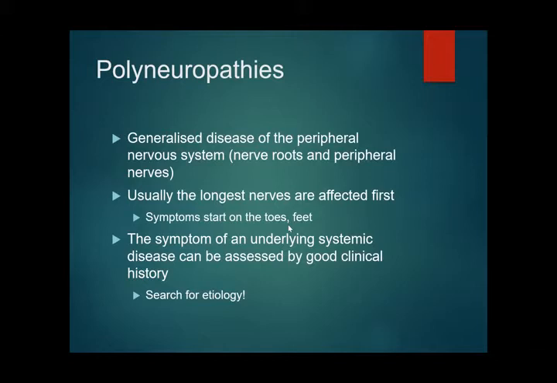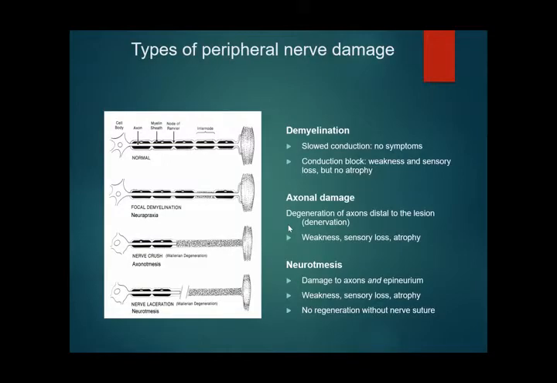So the types of nerve damage include demyelination, axonal damage, and neurotmesis. Demyelination is actually slowing of the conduction velocities. Initially, there can be no symptoms. When there are conduction blocks, then there can be weakness and sensory impairment, but in demyelinating type of neuropathy, usually the atrophy is not present, or if it is found, it is usually late in the course of the disease due to disuse atrophy, because there is no denervation.